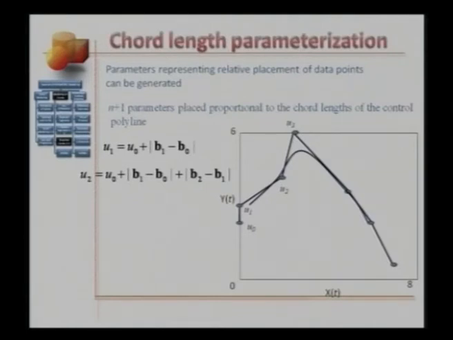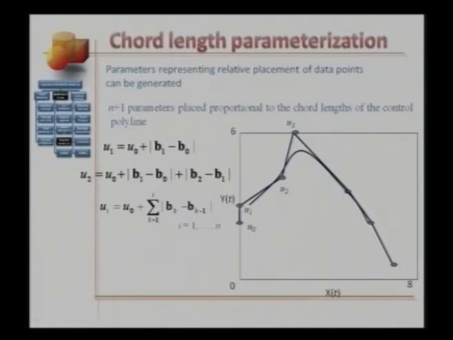Now, for u3, we'll be performing the computation in a very similar manner. u3 will be given by u0 plus this chord length plus this chord length plus this chord length. And we can generalize this process. We can say u of i equals u of 0 plus summation k going from 1 to i of the absolute value of b_k minus b_(k-1). Here the index i would go from 1 to n.